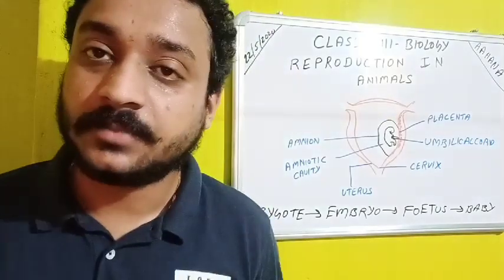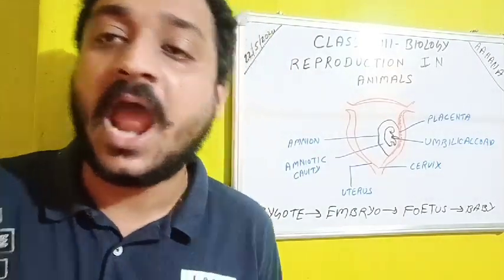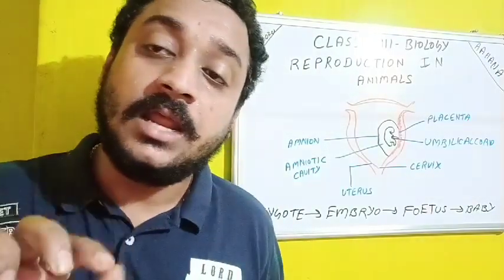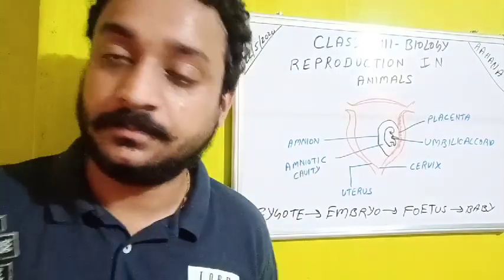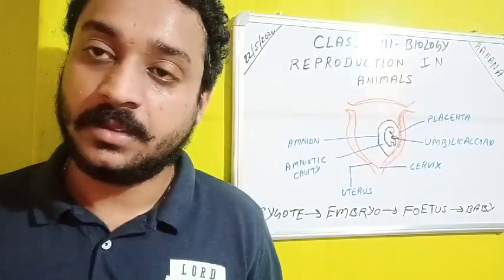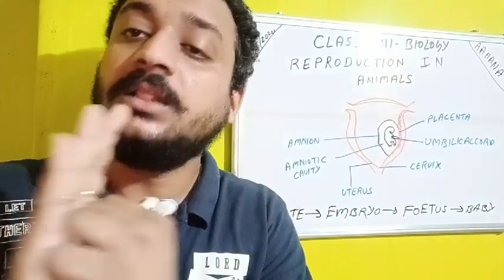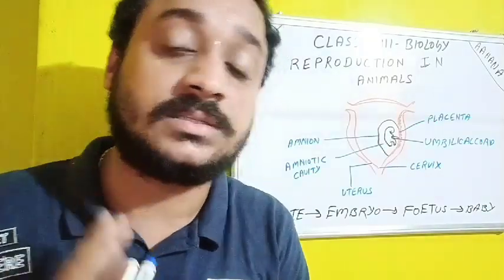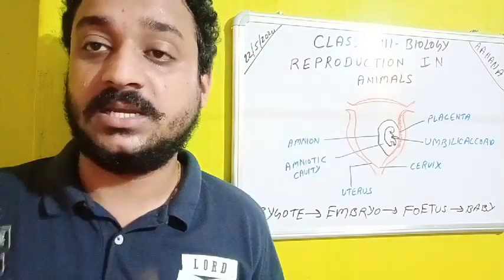Now, we will talk about gestation also. What is gestation? Gestation means the time period between fertilization and birth, the time period during which the mother carries her baby inside her womb. That is the gestation period. From fertilization till the mother carries the baby in her womb, that is the 9 months, which means 280 days.